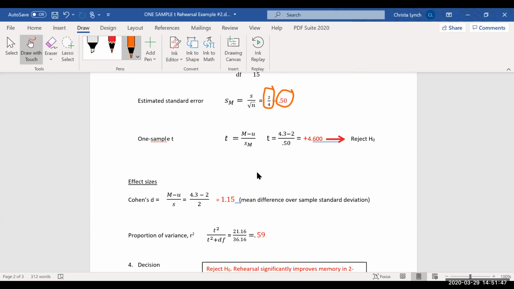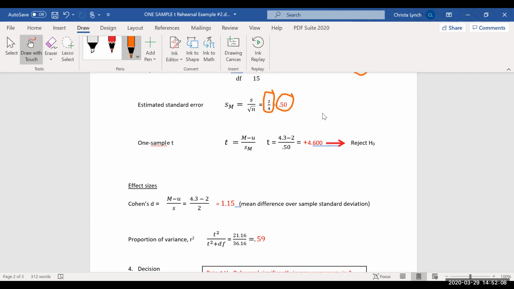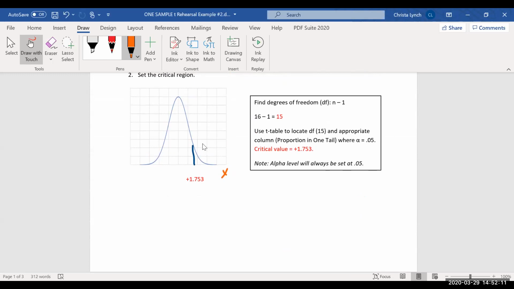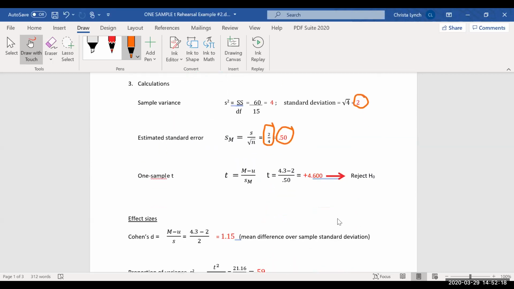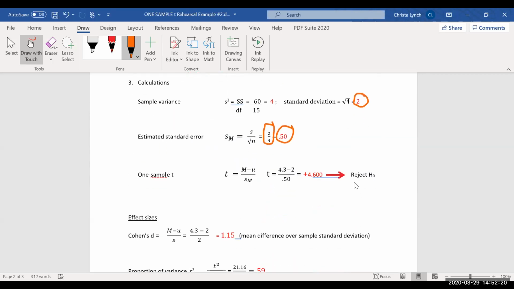Here's the one sample t formula. We take our mean difference divided by our estimated standard error. Sample mean was 4.3 minus the population mean, which was 2. Divide that by 0.5, and we have positive 4.600. 4.6, does that fall into the critical region? Yeah, it falls way into the critical region, right? So that means we can reject the null hypothesis. So we have our decision, okay?